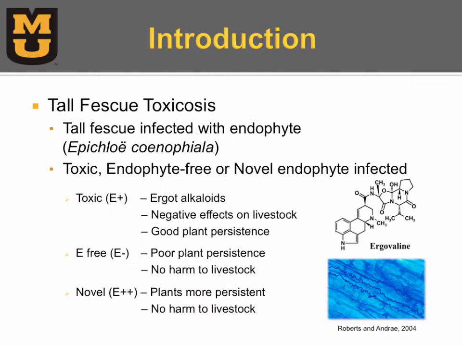The next endophyte association is the endophyte-free. Obviously, there's no endophyte, so it does not produce those ergot alkaloids, which results in poor plant persistence, but no harm to the livestock with this type. And the third is the novel endophyte association. This association produces either none or fewer ergot alkaloids, but still provides plant persistence and no harm to the livestock.